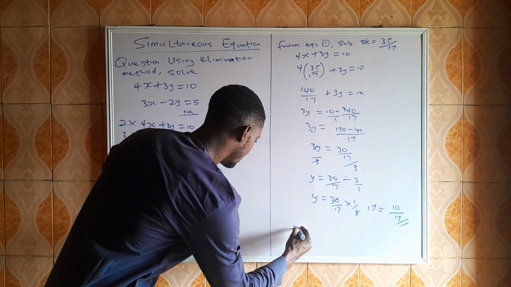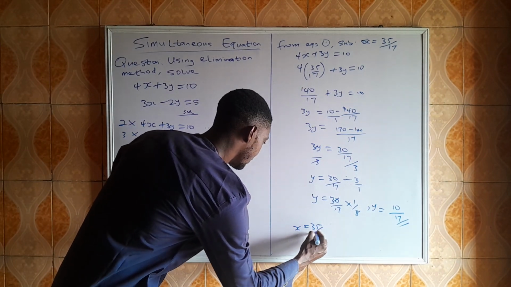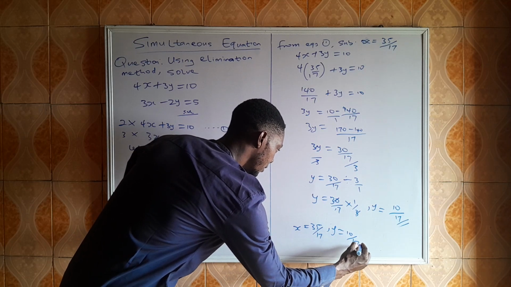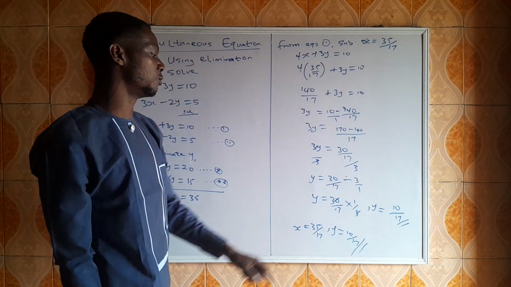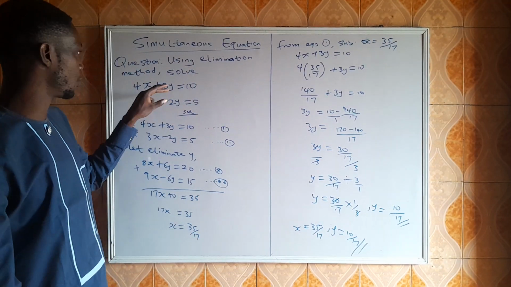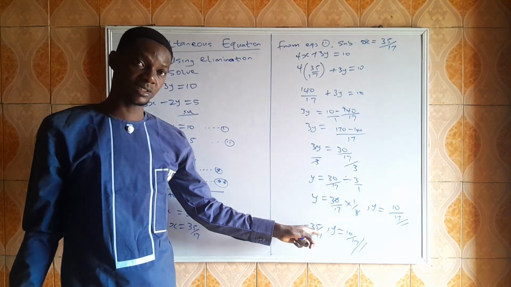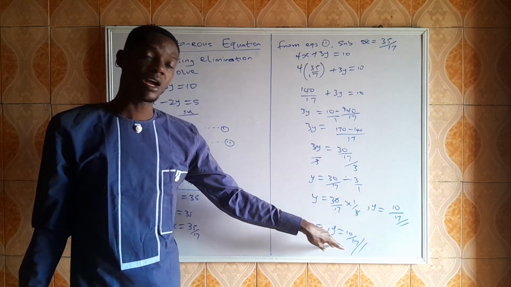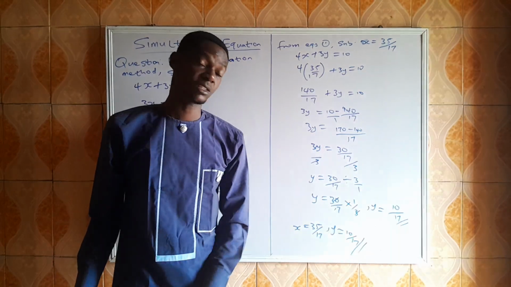So you have s to be 35 divided by 17, and y to be 10 divided by 17. So the two values that satisfy these two equations are s equals 35 divided by 17 and y equals 10 divided by 17.